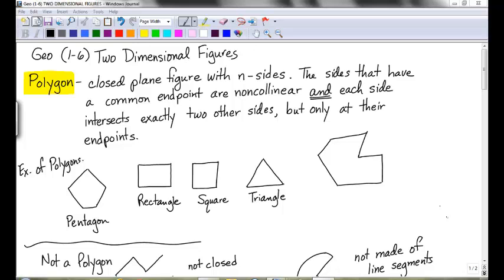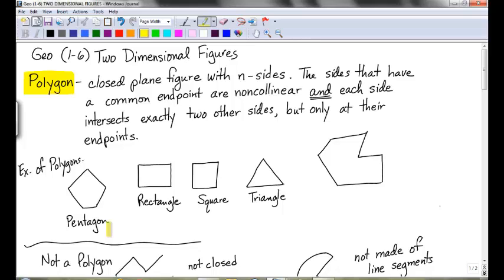That would be like looking at, here's one side, here's another side. They are not on the same line. Okay? And each side intersects exactly two other sides. So if I look at this side, it's intersecting one side here and one side here. And they intersect at their endpoints.